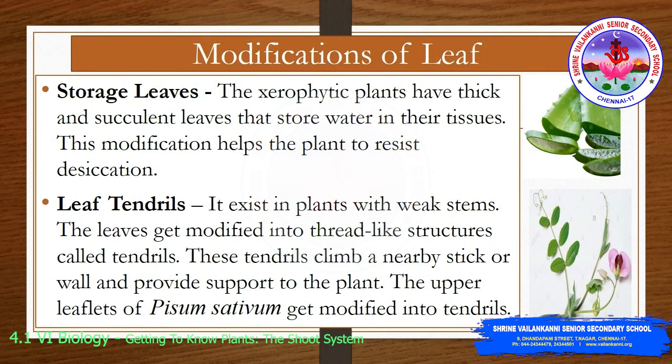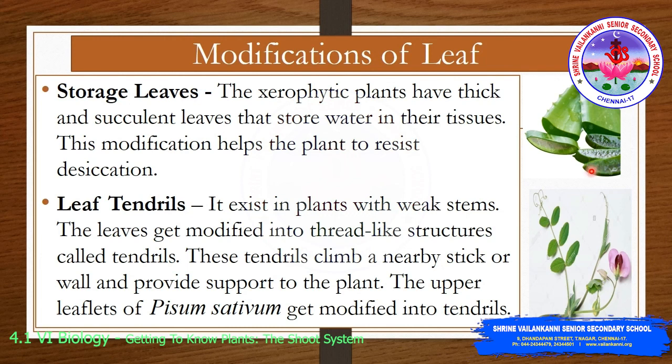Now we shall study the modifications of leaf. The first amongst them is the storage leaf. The xerophytic plants such as aloe vera have thick and succulent leaves that store water in their tissues. This modification helps the plant to resist desiccation.